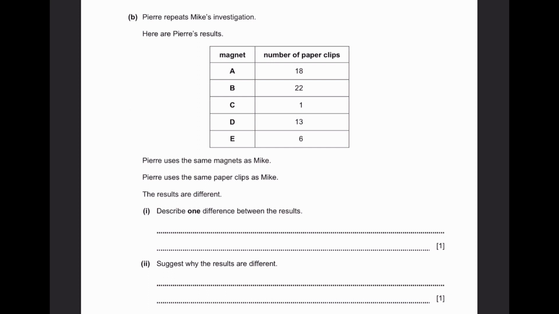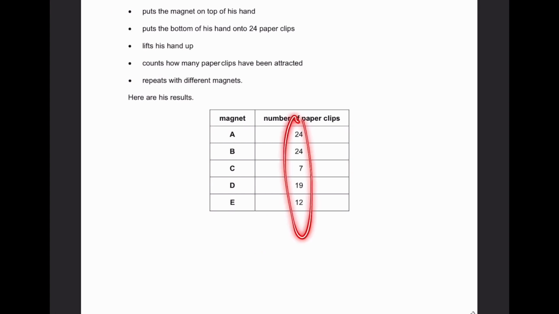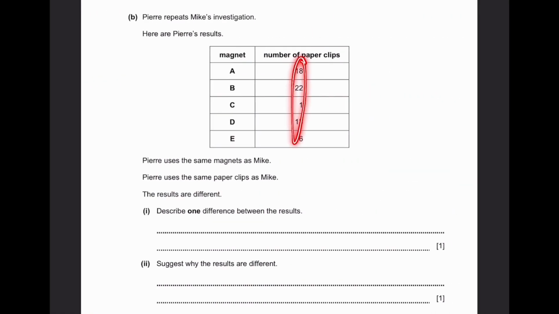B. Pierre repeats Mike's investigation. Here appears results. He uses the same magnets and paper clips as Mike. And of course, the magnets are A, B, C, D, E. Number of paper clips is maximum 24 because it's the same paper clips as Mike. Mike only used 24. The results are different though. We can see previously it's 24, 24, 7, 19, 12. But all of these are slightly lesser. 18, 22, 1, 13, 6. So describe one difference between the results.